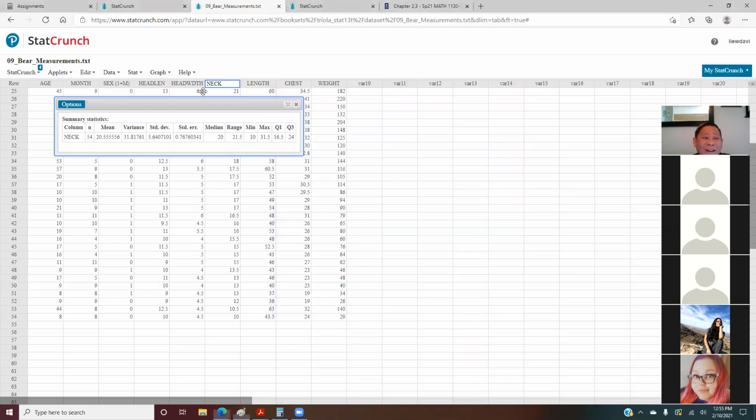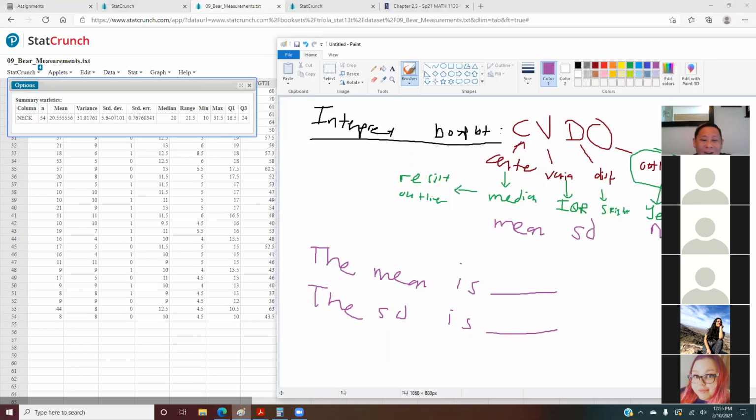What's the mean here? I mean, 20.56. Someone say 5, 6. I was just gonna say, do you want it to be like 2 decimal points then? Yeah. Okay. And then the standard deviation is 5.64. Same thing in your test, 2 decimal places.